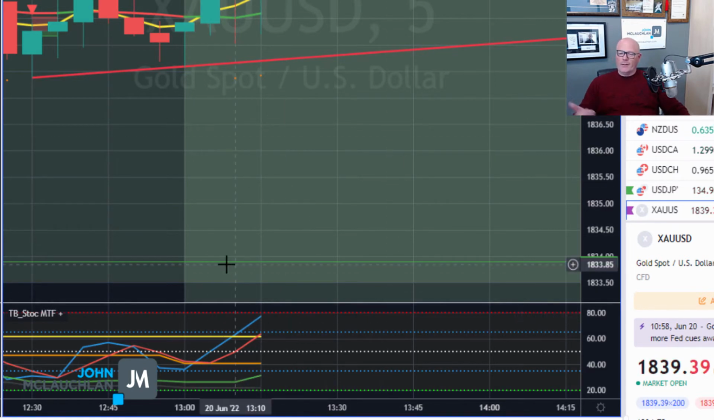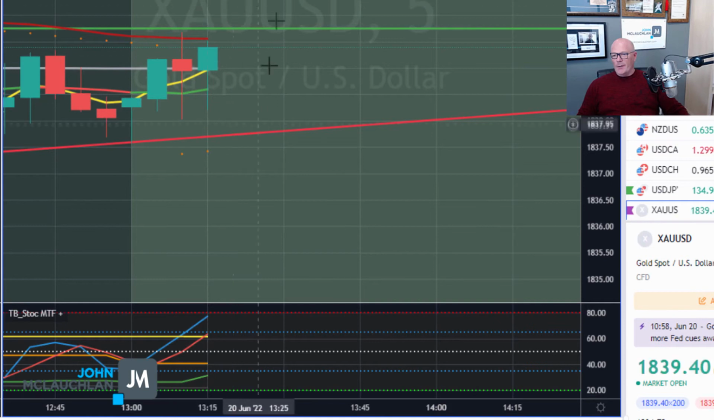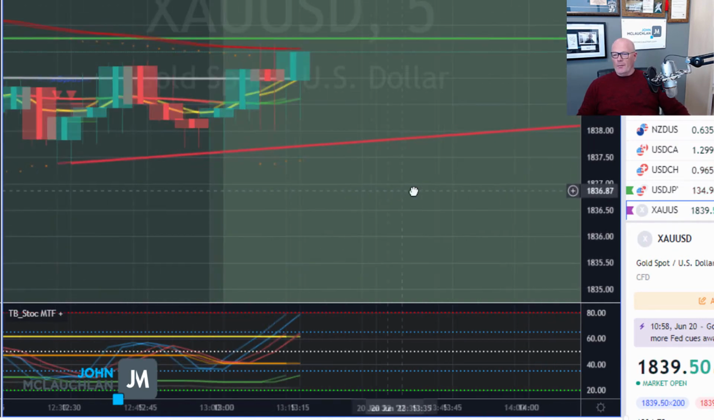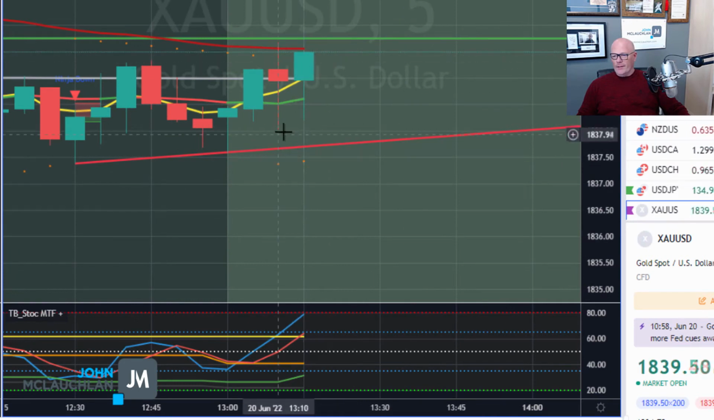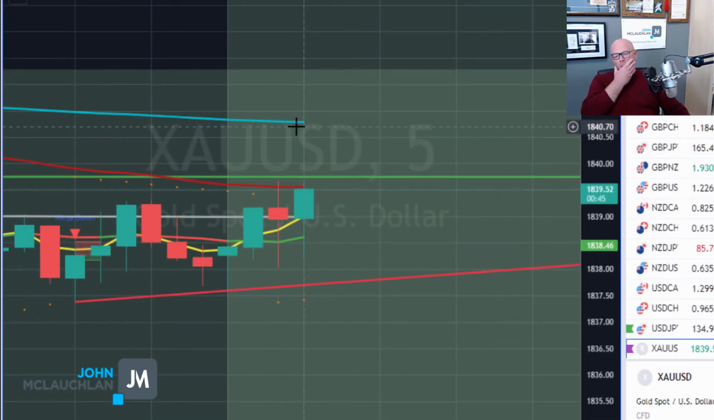But remember that the stochastic is just a lagging indicator. It tells us what's happened. It's not a predictor. We don't want to be taking trades anywhere in between here. We just want to ignore that. And also, if we got the indicator and price then went above that, what we've got above here is this moving average, the 200 moving average, which can sometimes give us an idea of where price wants to go to.